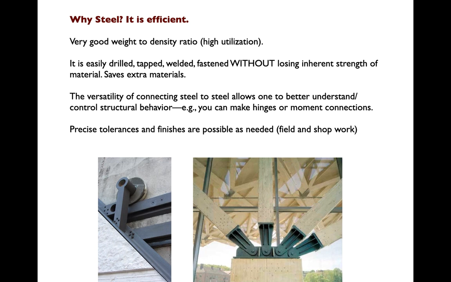We can slice it, we can cut it, drill it, punch it, and the material around those holes or those alterations isn't going to be changed very much. This allows us to make a variety of connections that can take advantage of the sort of precise formation we can get to get things like hinges or rollers. Here on the left, you see a very precise roller connection that allows one element to move horizontally while still taking the vertical load of the other.